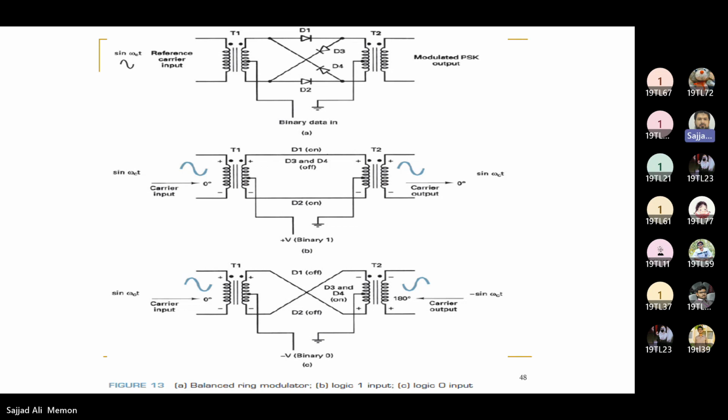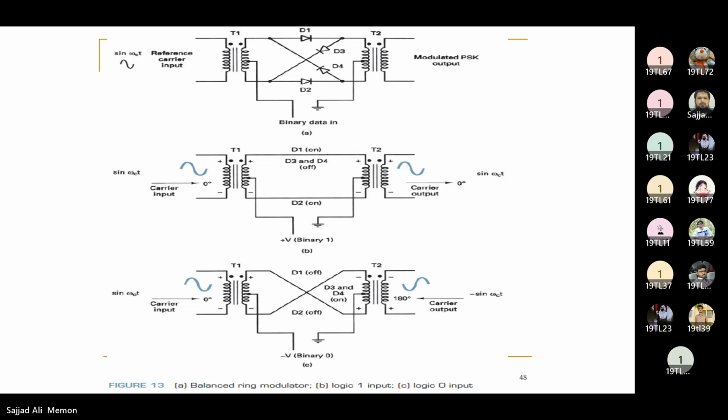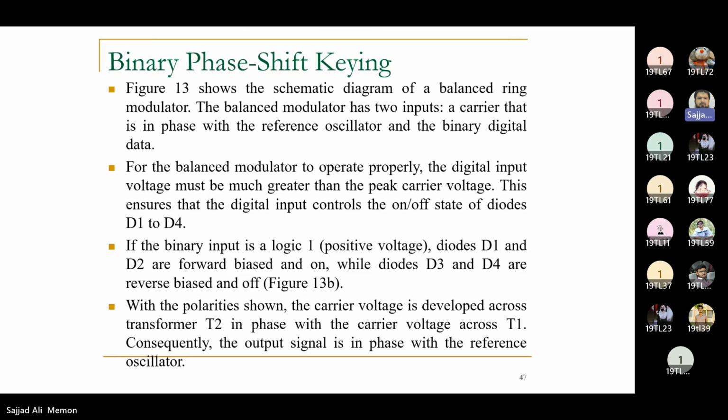And you see, when we have logic 1 input, the input carrier and the output signal are in phase. Whereas when we provide logic 0 input, the carrier is out of phase, or 180 degrees shifted in its angle with respect to the reference carrier at the output. So that discussion is in the previous slide, slide 47.